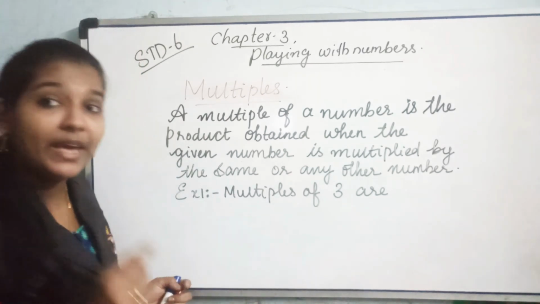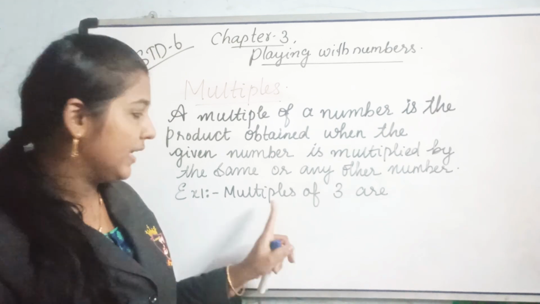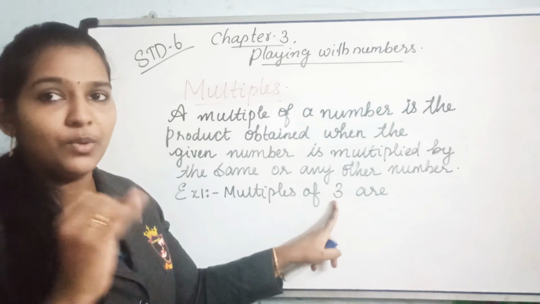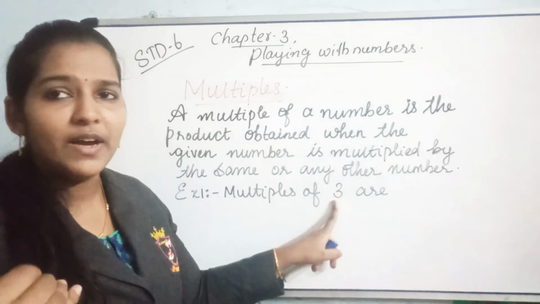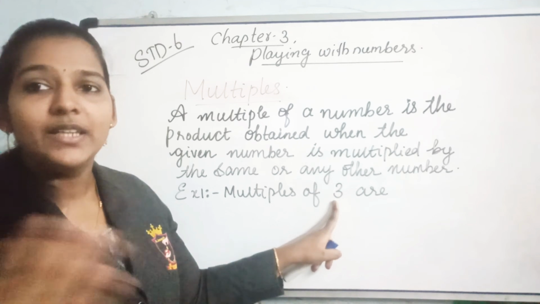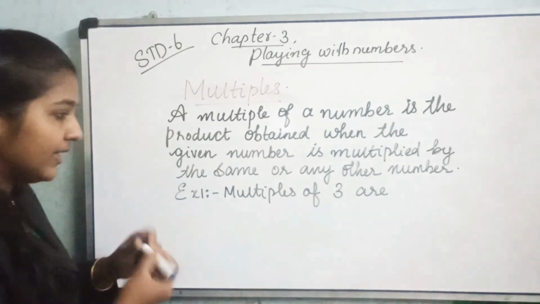To get the multiples of 3, you can multiply the number 3 with any whole number, that is 0, 1, 2, 3, 4, 5, etc. With any number you can multiply the number 3, that product will be a multiple of this number. Okay, so I am writing that.